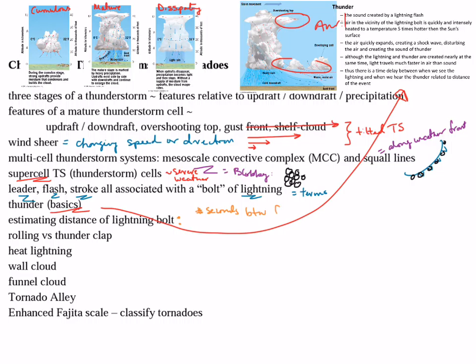If you can count that delay, the number of seconds between the flash and the thunder, you divide it by 5, and that gives you miles. So if there's a 15 second delay, 15 divided by 5 is 3, so 3 miles away. If it's a 1 second delay, then 1 divided by 5 is 1/5 of a mile. Too close for comfort. Way too close.